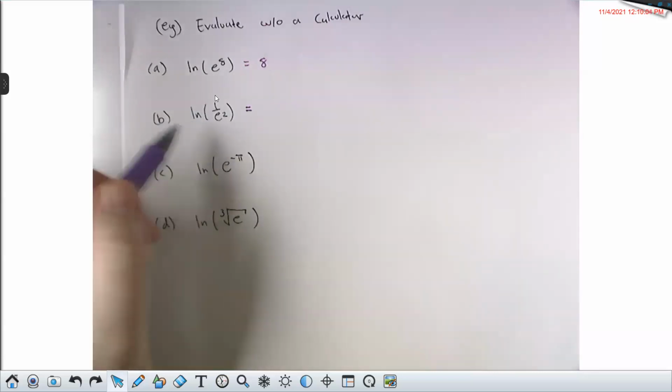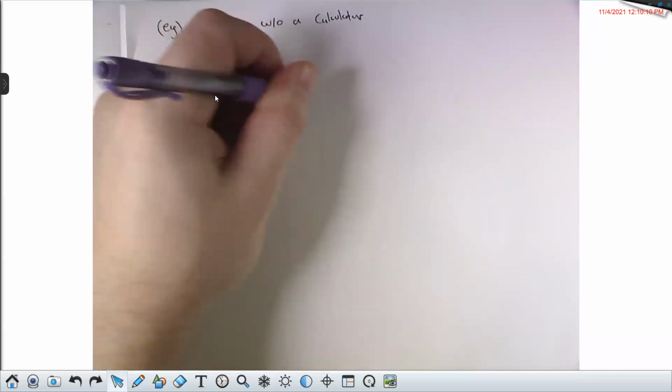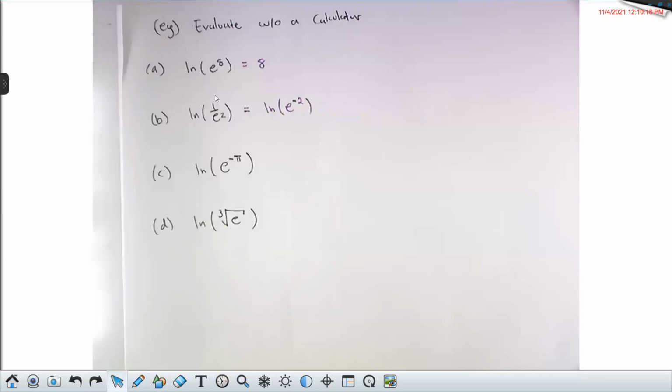So for part B here, the trick is going to be to rewrite the inside as a power of e. If I rewrite the inside there as e to the negative 2, making sure to keep everything else the same, can we see what this is now? What is the ln of e to the negative 2? Negative 2. Yeah.